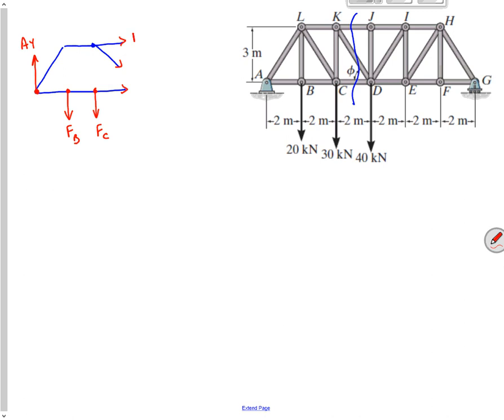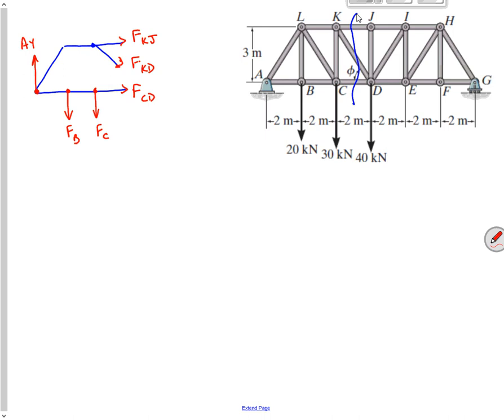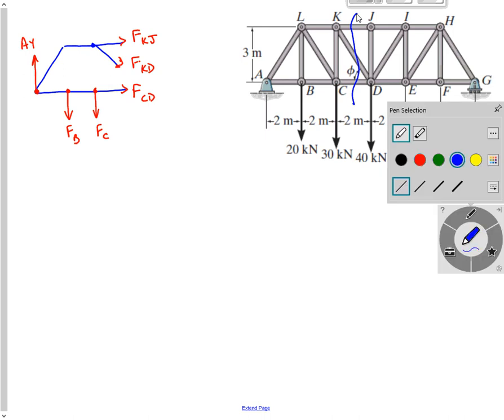So this is KJ. Let's try that again. This is FKD, and this is FCD. Now, if you want, I could draw the rest of the truss in here. It may make it easier to see what I've got.